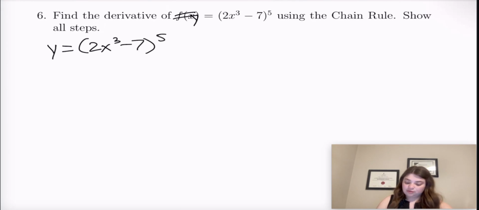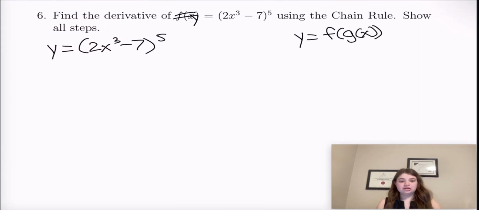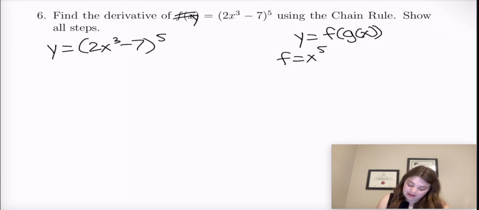And let's also say that y is equal to f of g of x, right? Because f times g would be product rule, that would be totally different. Okay, so then in this case, I'm going to identify my f and g, that my f is x to the power 5, because that's our outside function, and then g is equal to 2x cubed minus 7.